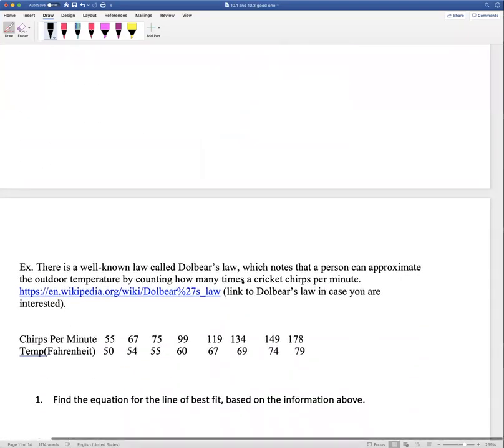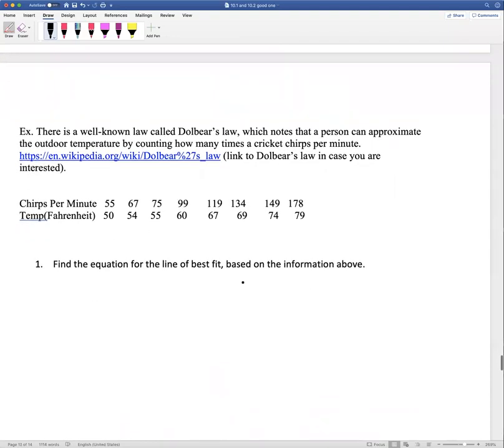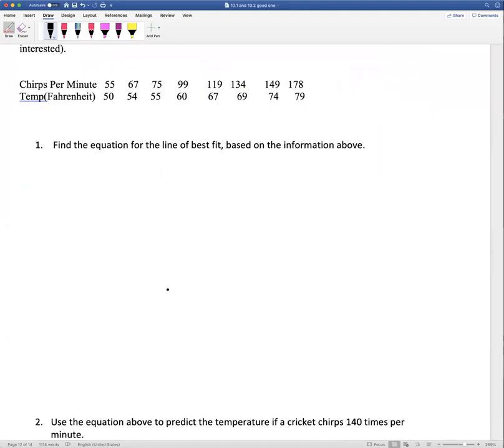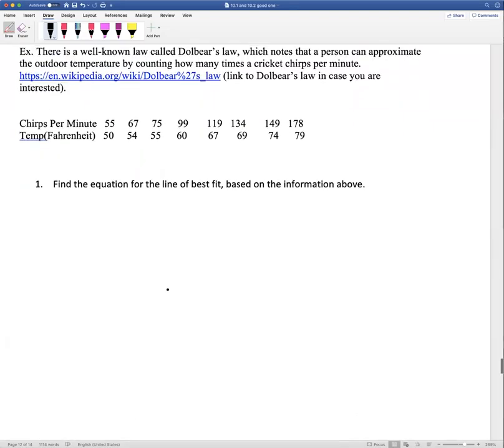So let's do this. I want to make sure that you guys are comfortable with how to actually figure out what this process looks like, so let's take a look at this example. We did do this example already when we were looking at the correlation coefficient, but now I want us to take it a step further and find the equation for the line of best fit based on the information above. So we have a sample: we pulled off 8 crickets, counted the number of times they chirped per minute, and recorded the temperature. So this is a sample, and we're going to use this formula.